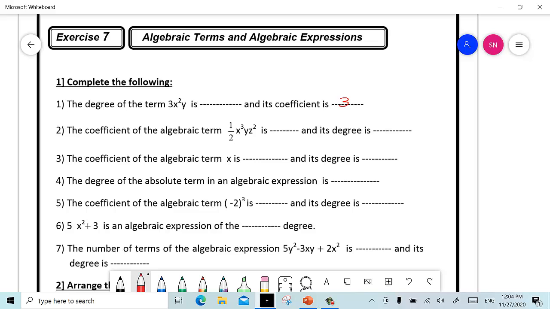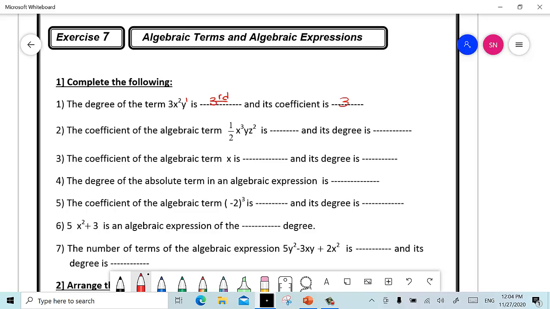And what about the degree? We said that the degree of a term is the sum of the powers. I have here x to the power of 2 and y to the power of 1. So simply 2 plus 1, so it's of the third degree. Let's go for number 2.